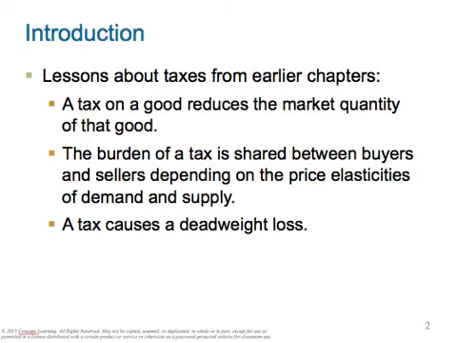There are a few lessons about taxes from our earlier chapters in this text. First, a tax on a good reduces the market quantity of that good and makes the good more expensive, so there's less quantity demanded on the market and quantity sold. The burden of a tax is shared between buyers and sellers depending on the price elasticities of demand and supply. We covered that in the elasticities chapter. And a tax causes a deadweight loss.